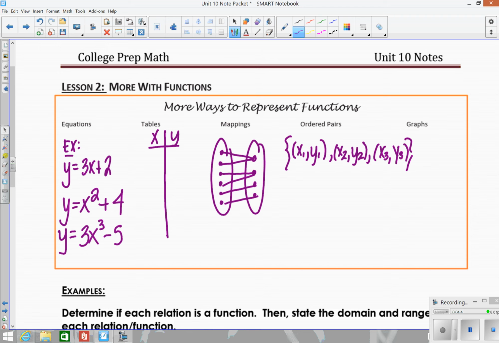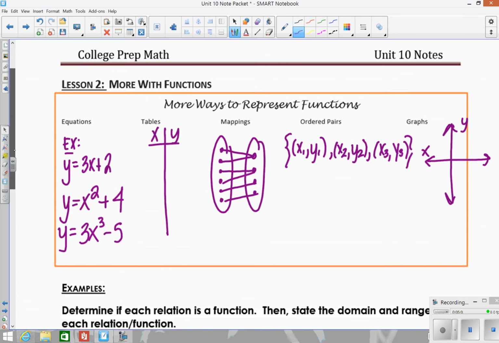The last way to represent a relationship or a function is by graphing it and seeing the relationship. When we look at a graph, we're looking at whether each of these x values only goes to one y value. It can only have one y value in order to be a function.